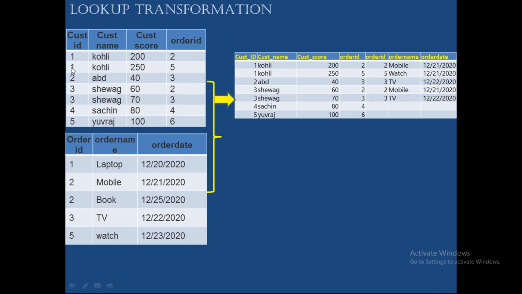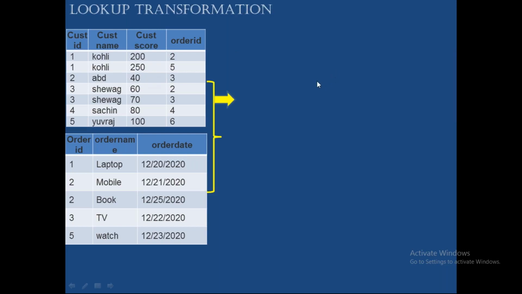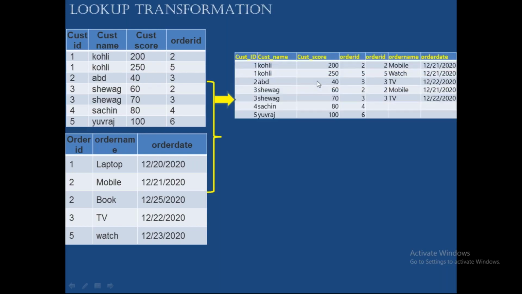Next, ABD 40. Why did that record not come here? I will explain: when I am writing this particular ABD record into my output, I am able to filter it out, but I am not going to do that by using lookup transformation. I'm going to do it by using another transformation. So that's why I ignored that ABD. Oh, sorry, ABD I have written here too, right? But when I am writing the final data, I will ignore it.